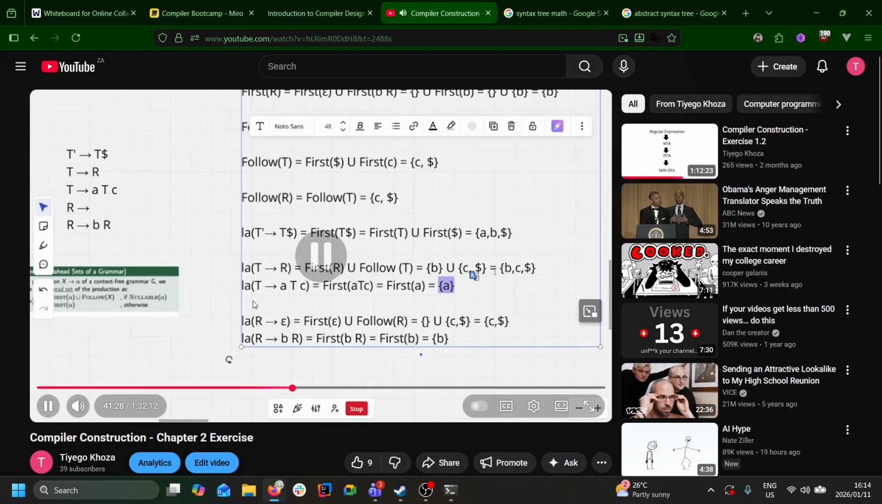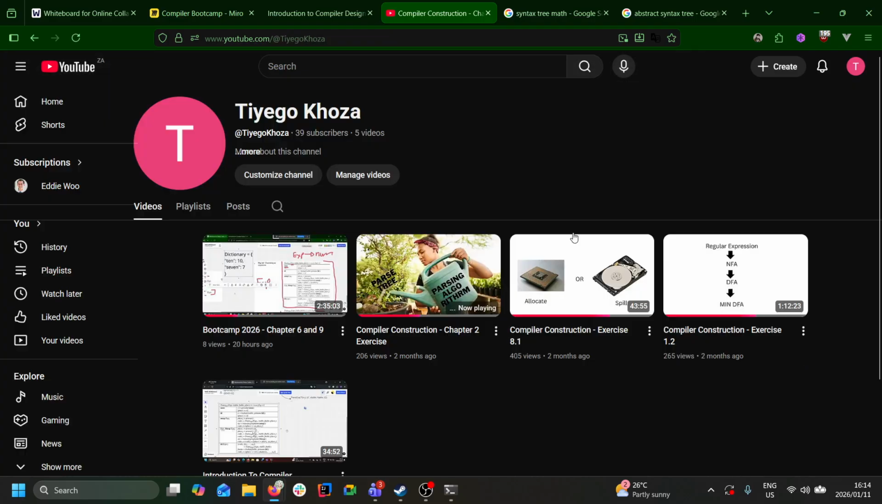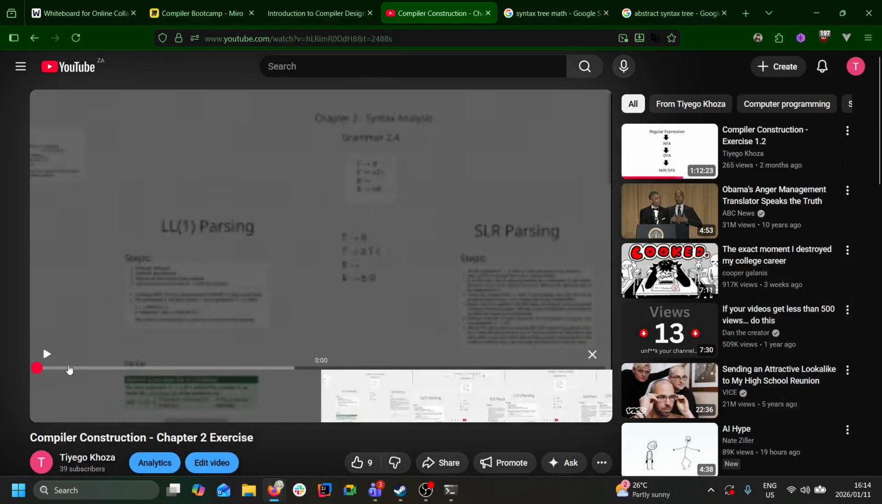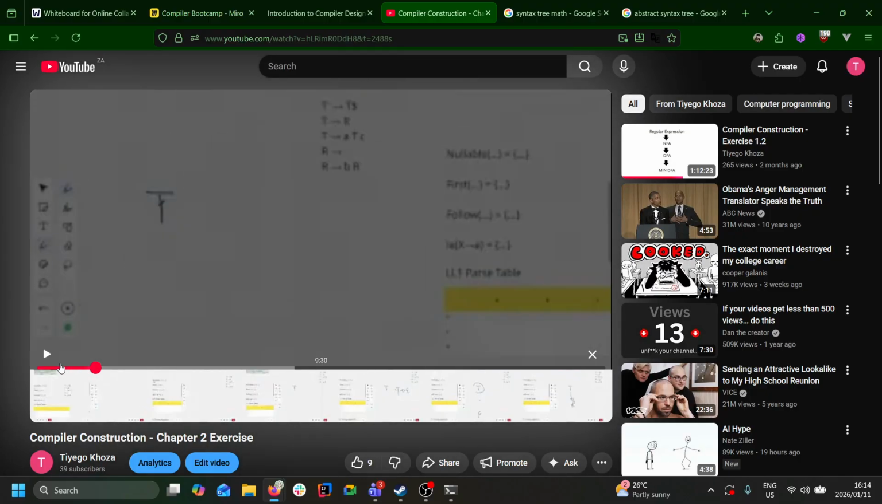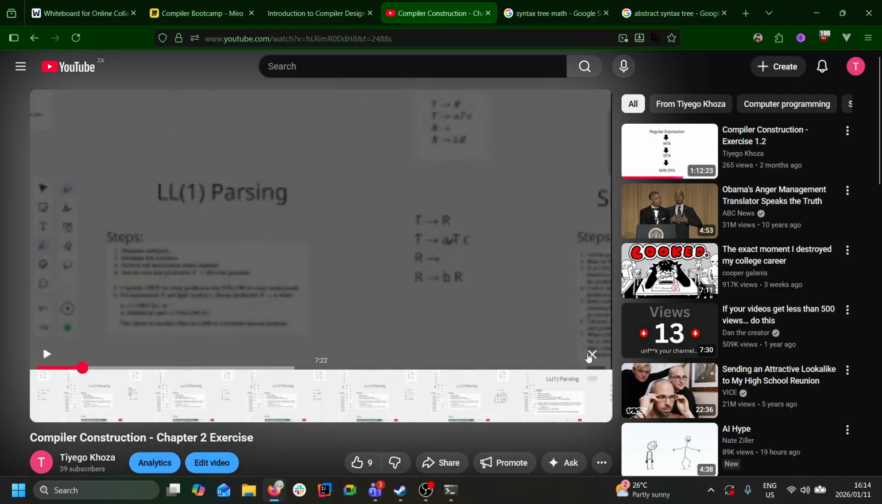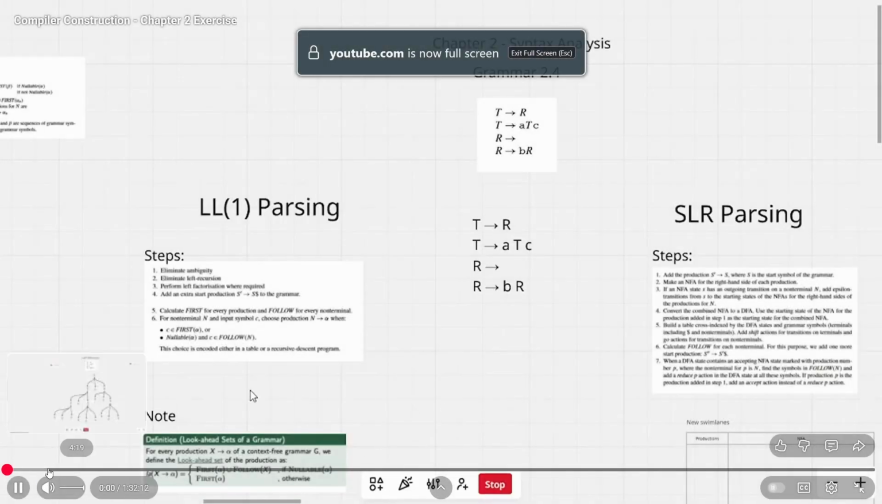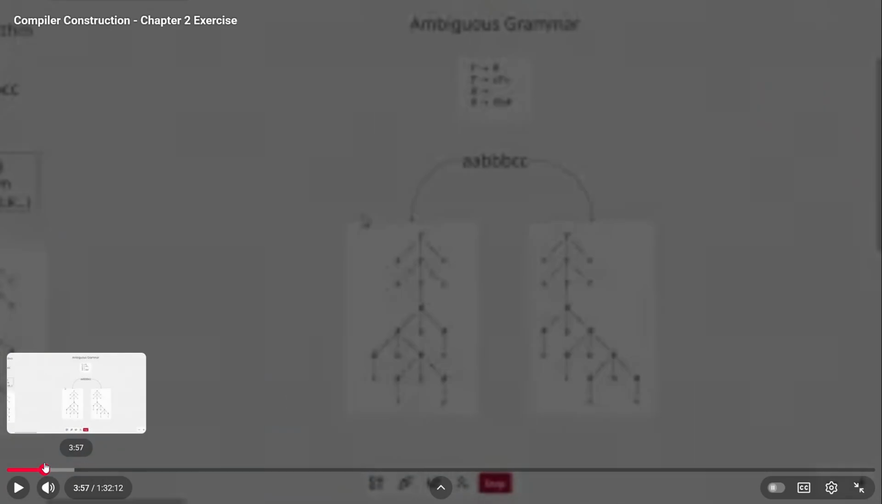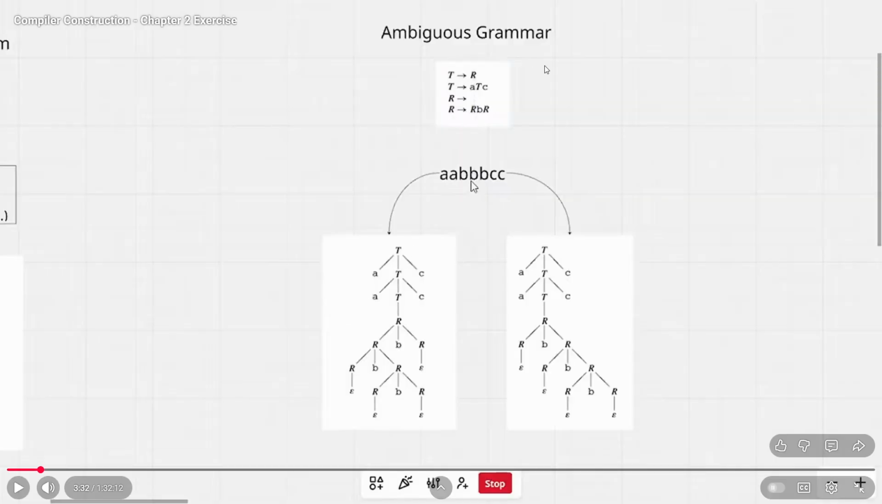They don't overlap. So it's in this, I think it's the first 15 minutes. With the newer videos, I tried to give some context, to explain the chapter before starting. For this one, I do explain what ambiguity is, and I do left recursion and parsing and left factoring, and how to prove an ambiguous grammar and how to eliminate it.